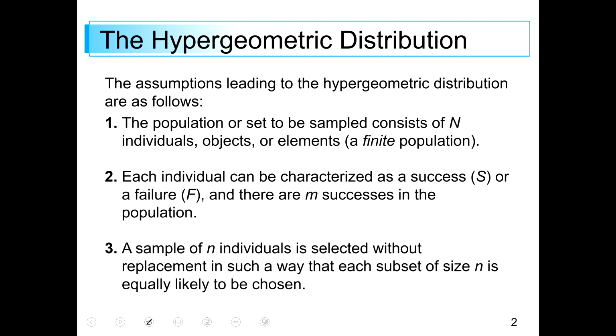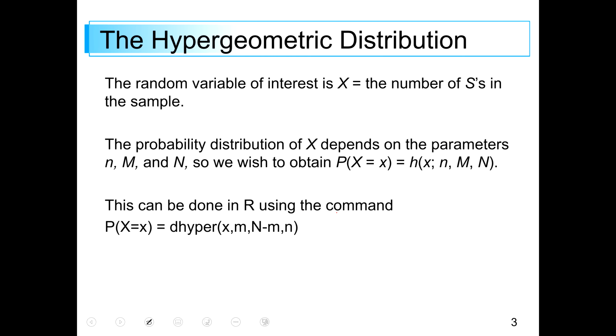The population or set to be sampled consists of N individuals, objects, or elements. There's a capital N there. Each individual can be characterized as a success or a failure, and there are m successes in the population. So there are big N things in the population, little m successes in the population. A sample of n individuals is selected without replacement in such a way that each subset of size n is equally likely to be chosen. You randomly grab n people from this population. The random variable of interest is the number of successes in the sample. And that's called a hypergeometric distribution.